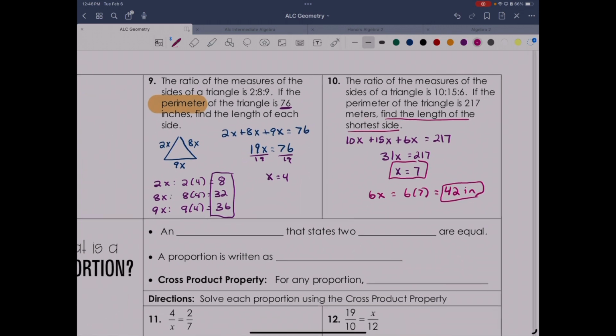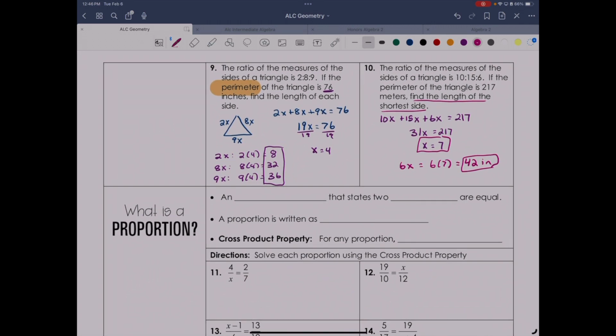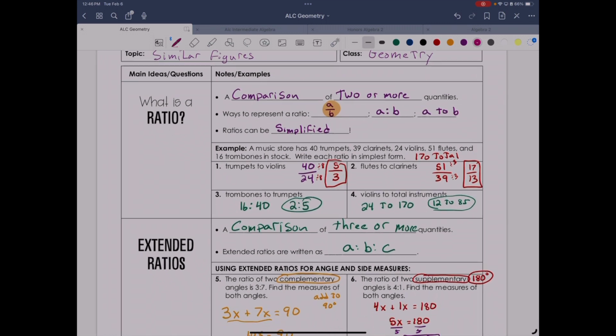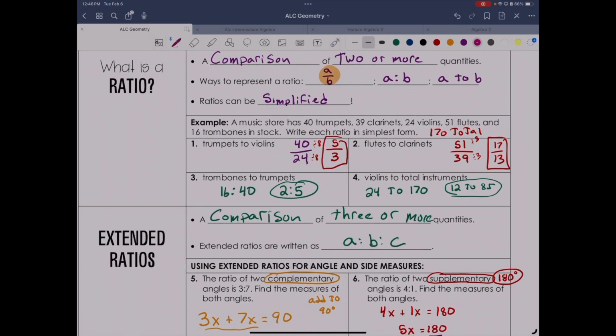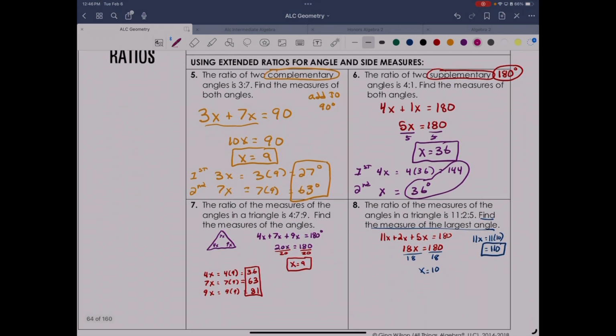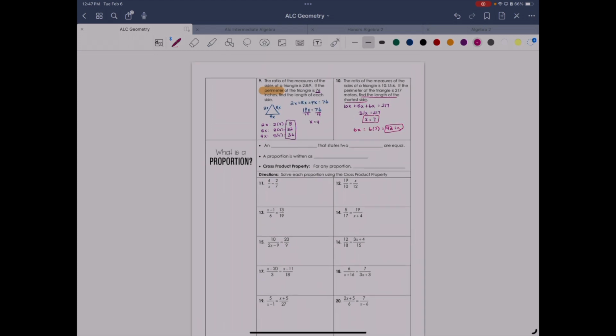So what I'm going to have you look at today, your assignments. We were going to try to do proportions today, but I think that's just too much. So we're going to stop at this point. Our goal was to be able to write ratios today. Remember, when you do ratios, simplify them. And then talk about the comparison and using extended ratios for angles and side measures. Okay? Any questions before you get what you're going to do tonight?